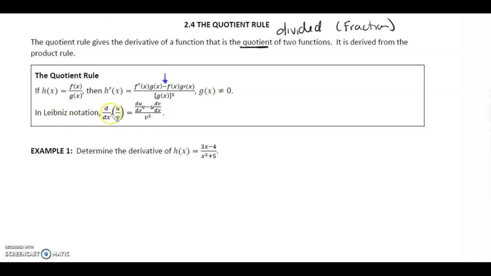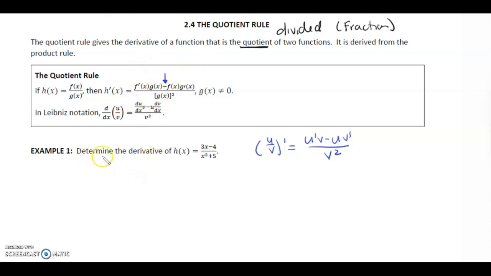In Leibniz notation, if we're differentiating d by dx of u over v, what we're going to do is find the derivative of u times v minus u times the derivative of v, all over v squared. My short form way of doing this, and you'll see this a lot in university, is u over v prime, which is u prime v minus u v prime over v squared. This is the one I use. It's very common because it's the short form and it's quick to write out rather than dealing with du by dx's or f at x's.